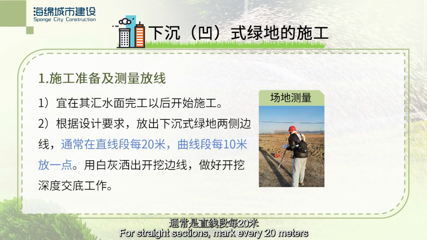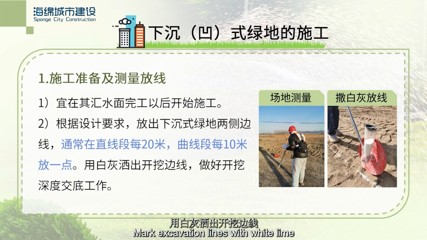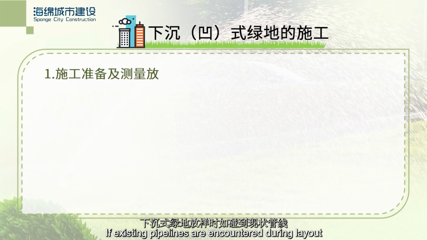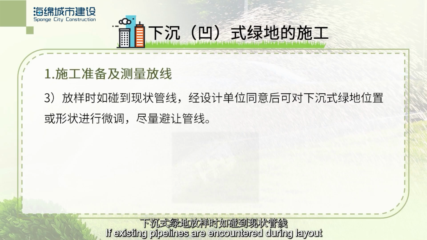For straight sections, mark every 20 meters. For curved sections, every 10 meters. Ensure the protection of control stakes, and use stakes if needed. Mark excavation lines with wet line. According to the design trench base elevation, determine excavation depth if existing pipelines are encountered during layout.